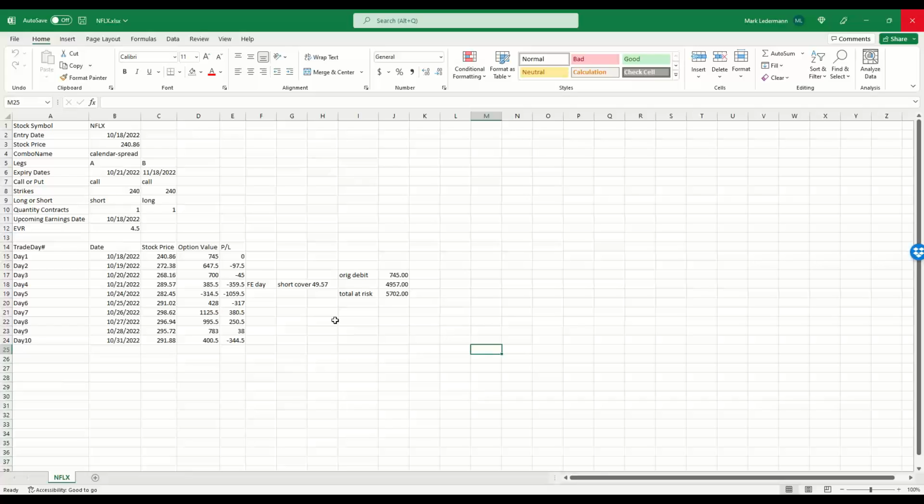Here's Netflix. I just did the call. I didn't do the put, but the call would have required a short cover. Or if you don't cover your short, then you are going to get exercised against. In this example, you're going to be called. They're going to call that stock away from you, and you will be short the stock. Okay, hopefully that's clear.